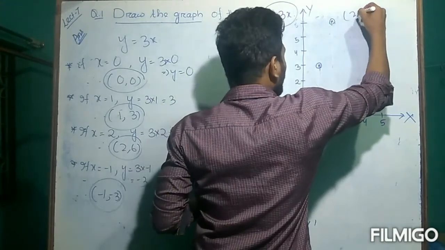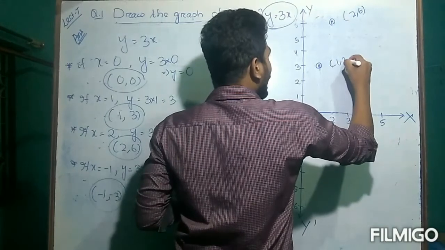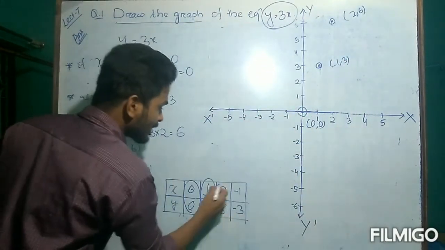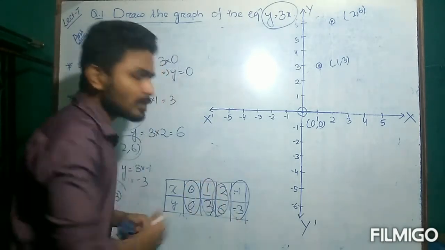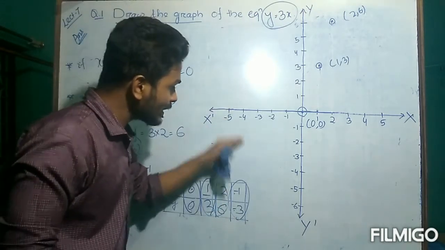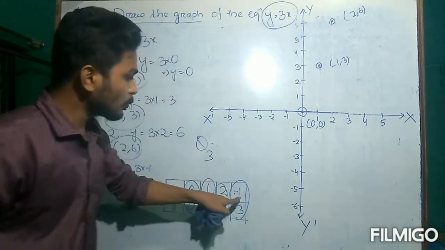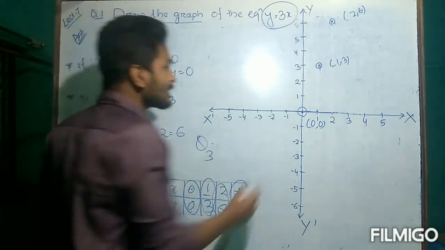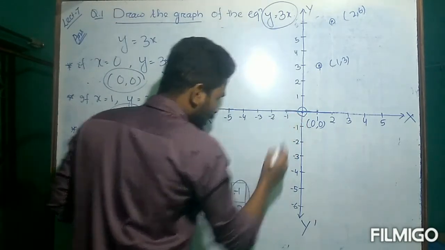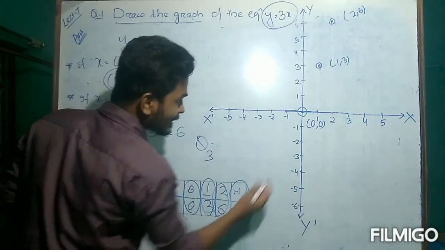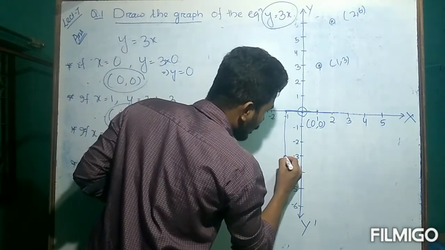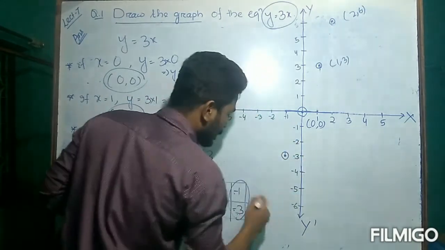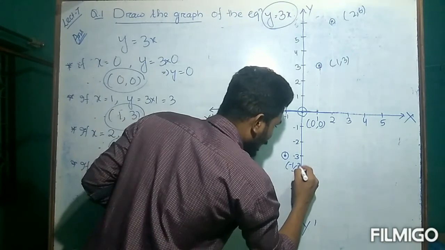So write the coordinates of those points. (2, 6). This is (1, 3) and this is (0, 0). Next is (-1, -3). So both have negative signs. So they lie in quadrant 3. Okay. You have to move 1 unit in the negative direction of the x-axis. Okay. Then 3 units in the negative direction of the y-axis. That means towards the downmost direction. Okay. This is the point. This point represents (-1, -3).